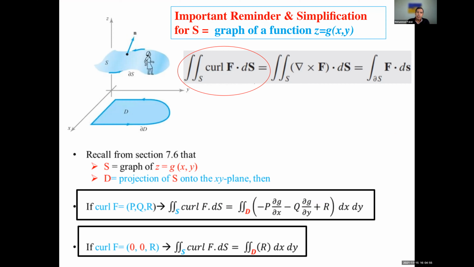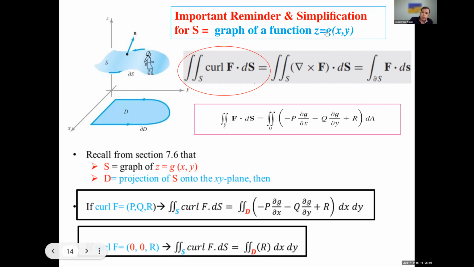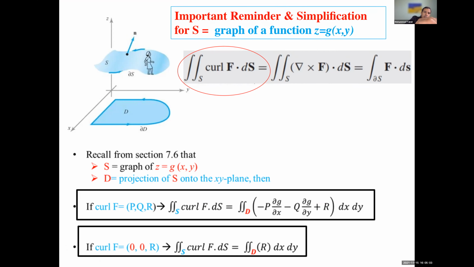So here we have a surface S. And it is the graph of a function defined by z equals g(x, y).